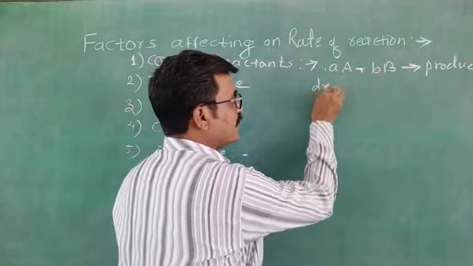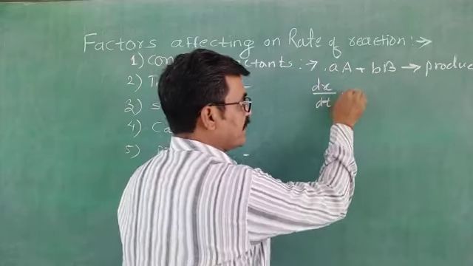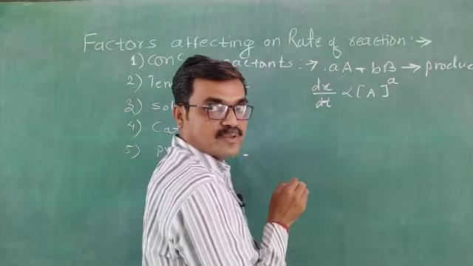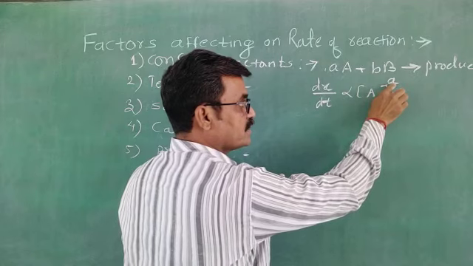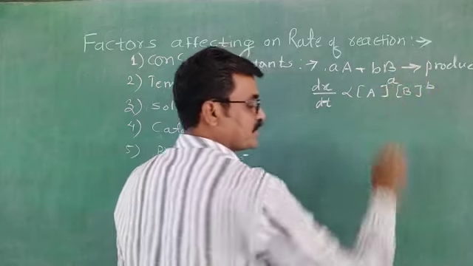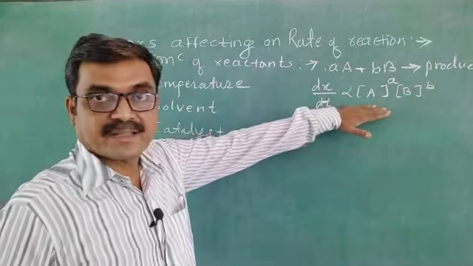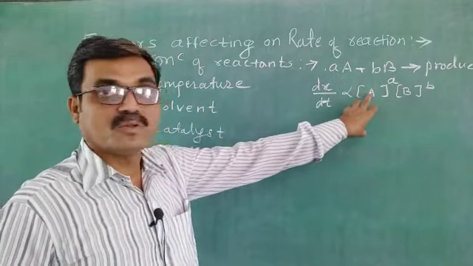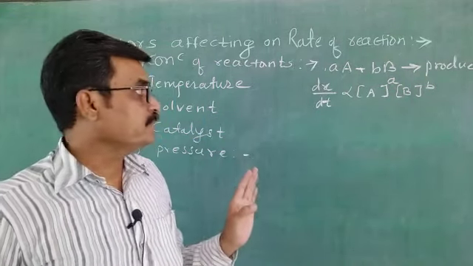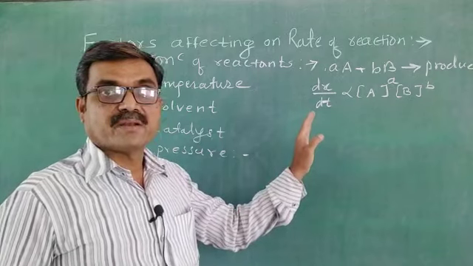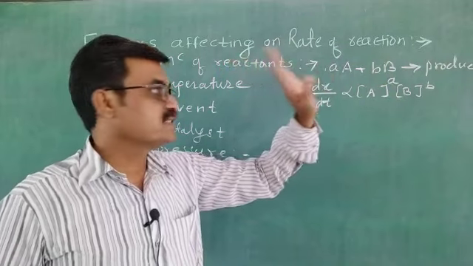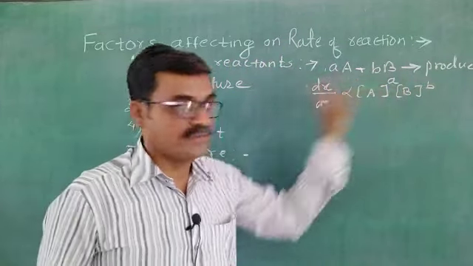Now as you know, this rate of reaction, that is dx by dt, is directly proportional to the concentration of the reacting species raised to their number of moles. Means here concentration of A raised to small a into concentration of B raised to small b. From this it is clear that the rate of reaction is directly proportional to the concentration of the reacting species raised to their number of moles. Except zero order reaction, because in zero order reaction the rate of reaction is independent of the concentration of the reactant.